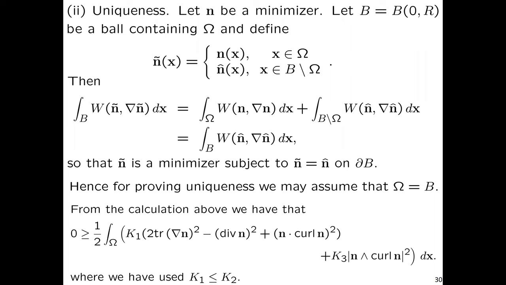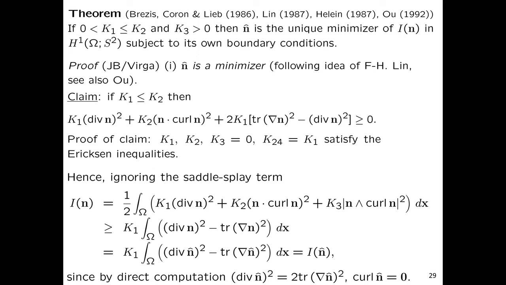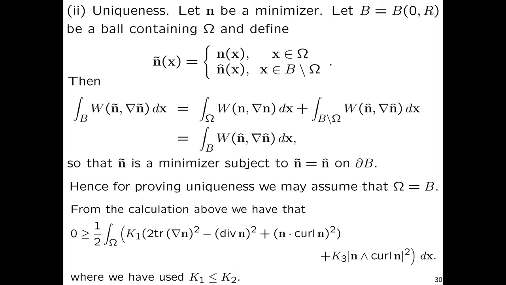Now from the calculation previously, from this calculation, if n is a minimizer, then these things are equal, right? So that means that this expression is bigger or equal to this with K3.